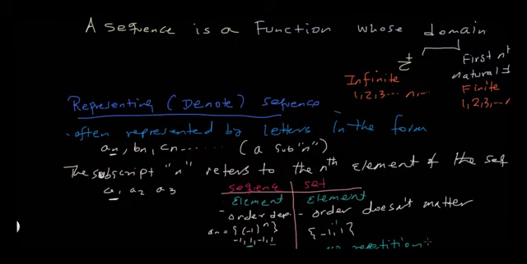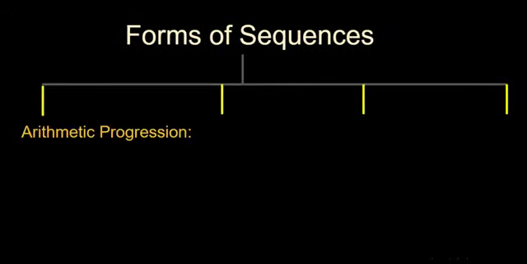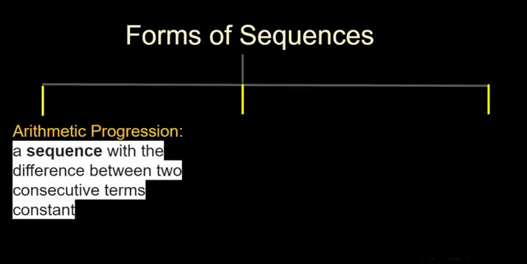Now let's see the different forms or types of sequence. Let's see the sequence in 4 different ways. The first one is the arithmetic sequence. An arithmetic sequence is a sequence where the difference between 2 consecutive terms is constant, which means in order to find the next number, you have to add or subtract some constant number.